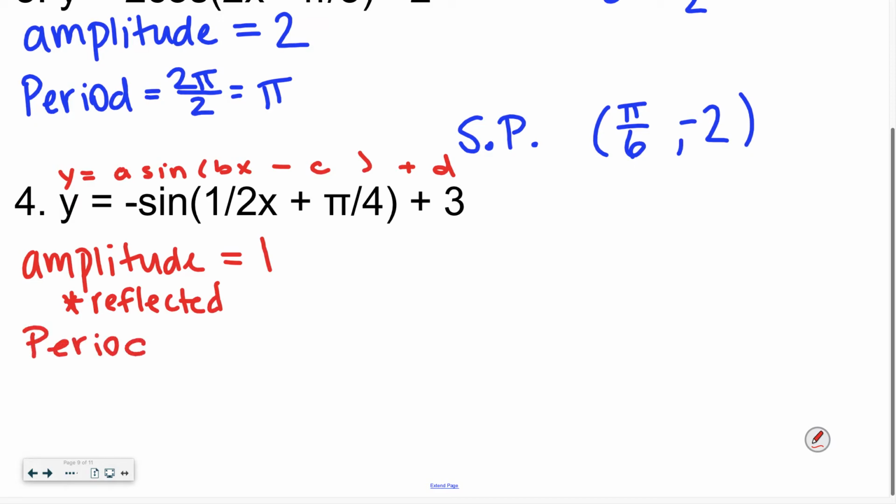Okay, pod 3. What did you identify as the period? 4 pi. So 2 pi divided by b is 1/2. 2 pi divided by 1/2 results in 4 pi.